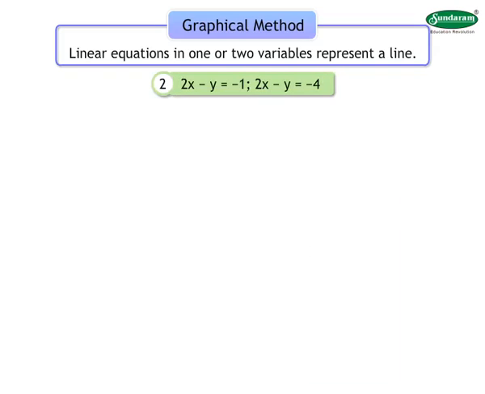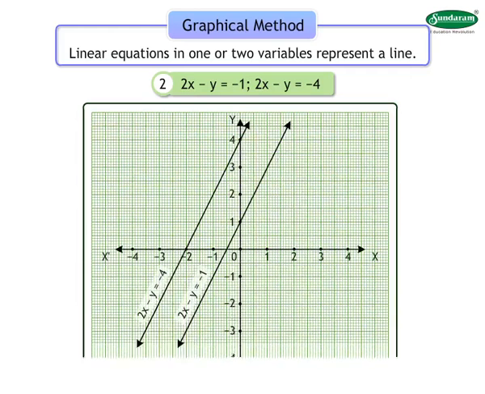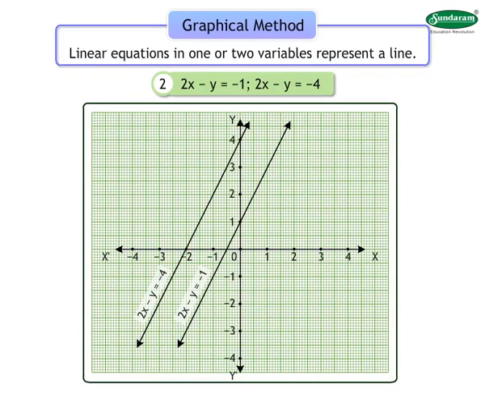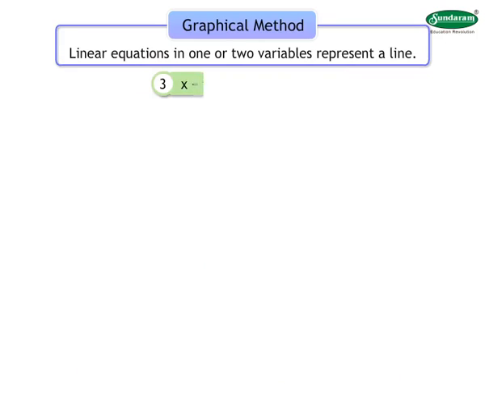Number 2. Consider the equations 2x minus y is equal to minus 1 and 2x minus y is equal to minus 4. Do they have a common solution? There is no common solution. The graphs of these equations do not intersect each other. They are parallel lines.